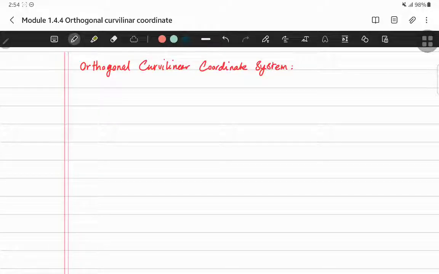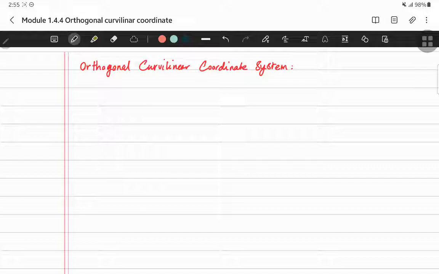Hello everyone and welcome to this module on orthogonal curvilinear coordinate systems. We generally have discussed the polar, cylindrical, and spherical coordinate systems so far, but today we're going to discuss these coordinate systems in general. Specifically, today we talk about orthogonal curvilinear coordinates.